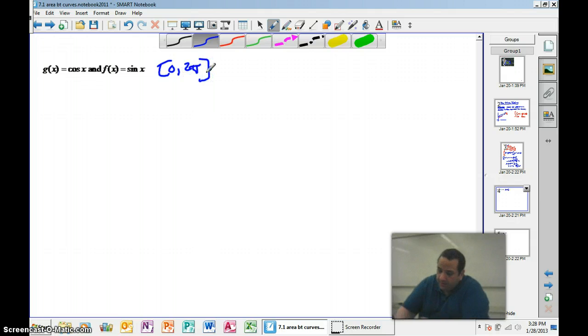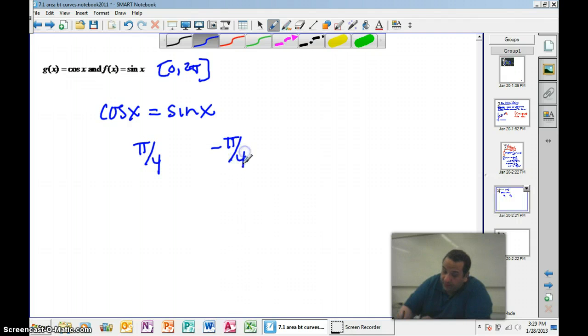All right? So which ones? Let's find out where they meet. Cosine of x equals sine x. They're only equal twice, in 2 places. They're equal at pi over 4, square root of 2 over 2. And they're equal at negative pi over 4, that's negative square root of 2 over 2. Okay? So our limits of integration, well, I got to choose something in between that.